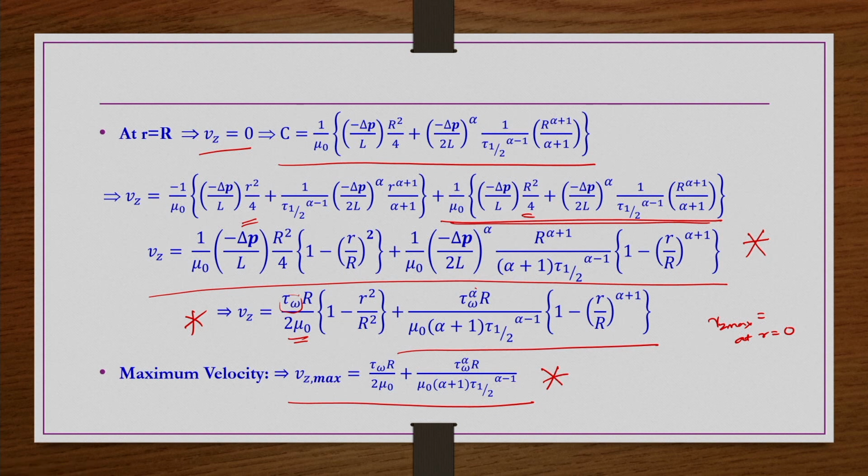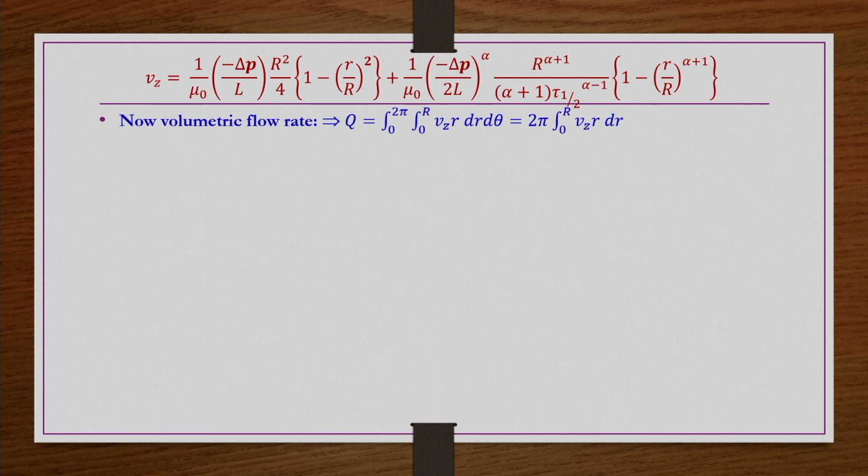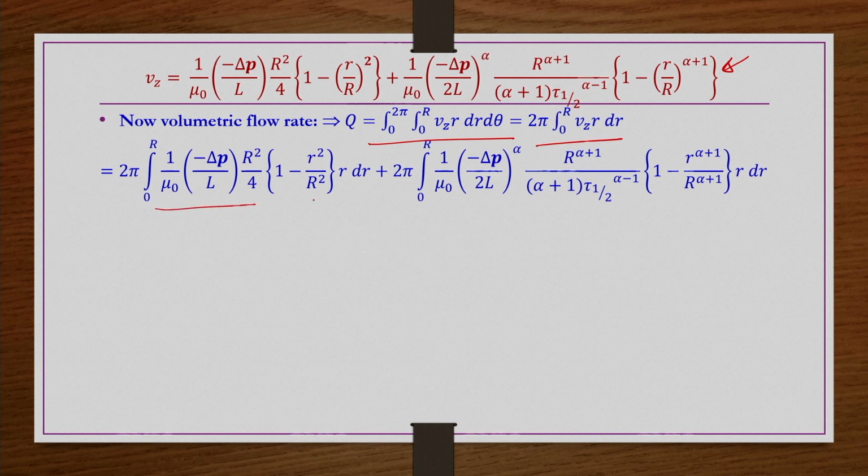Next, we try to get the volumetric flow rate. The volumetric flow rate q is equal to integral 0 to 2 pi, integral 0 to R, Vz r dr d theta. But in the theta direction we have symmetric flow. So, then we have 2 pi times integral 0 to R of Vz r dr, and this Vz is nothing but the expression we just got. I have written the expression before converting the Vz expression in terms of tau w. So, that Vz we are going to substitute here, and then we have this expression.